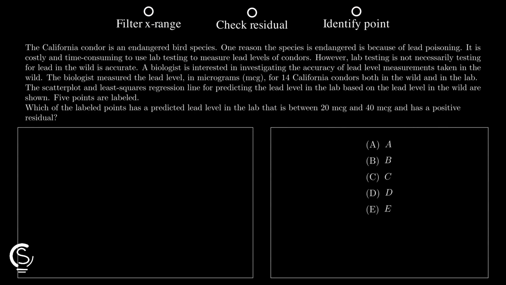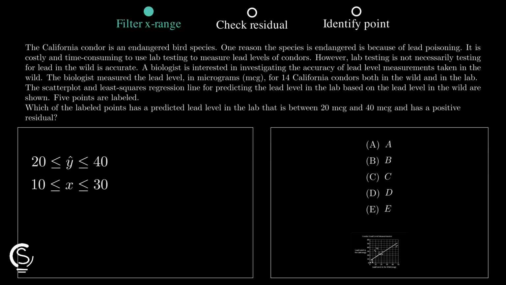First, look at the horizontal axis for the lead level in the wild. We need points where the predicted lab level is between 20 and 40, which is our target range.